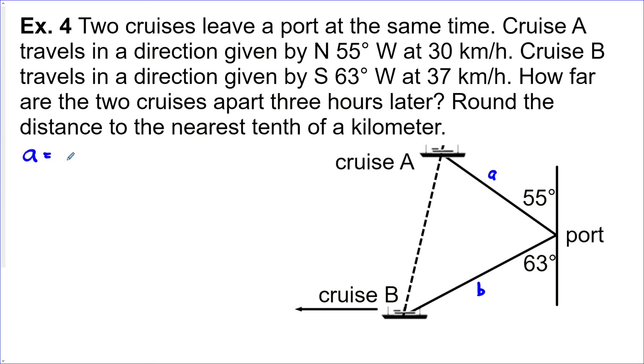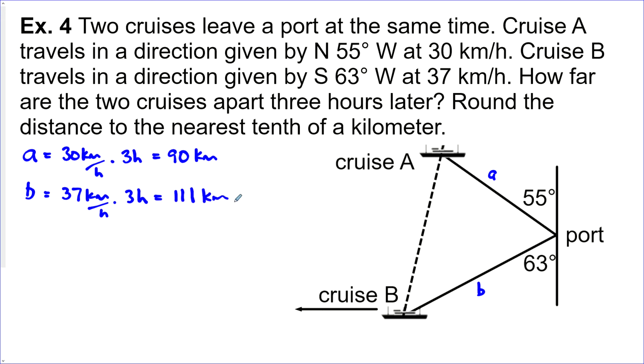So side A is equal to 30 kilometers per hour times 3 hours, and that means they went 90 kilometers. For B, they went 37 kilometers per hour for 3 hours, and so they traveled 111 kilometers. The last thing I need here to do my cosine law is this angle right here. So that would be 180 degrees for this straight line, and then subtract off the two angles that we know, 55 and 63, to find what's left here. And it's 62 degrees for their triangle.